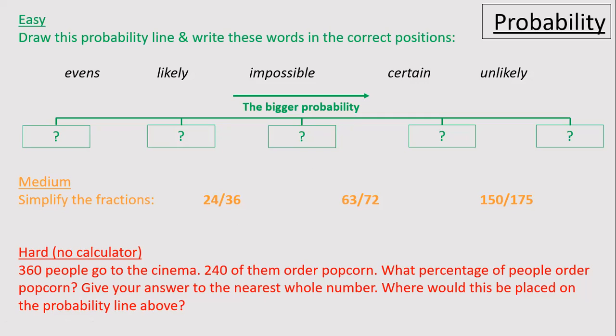Okay, so now for the hard question. 360 people go to the cinema. 240 of them order popcorn. What percentage of people order popcorn? Give your answer to the nearest whole number. Where would this be placed on the probability line above? Okay, so read that question again. Have a look at it. Level 1s and 2s particularly, give it a go, then pause this video, and then we'll continue to go through the answers. Entry levels, you don't need to be worrying about the probability line as much as anything.